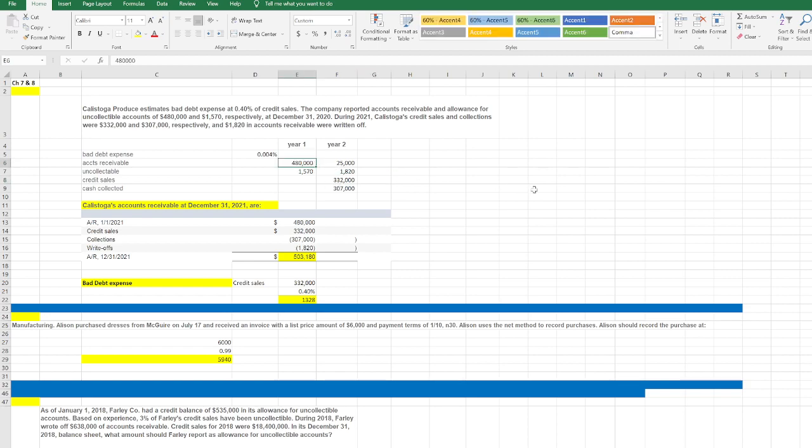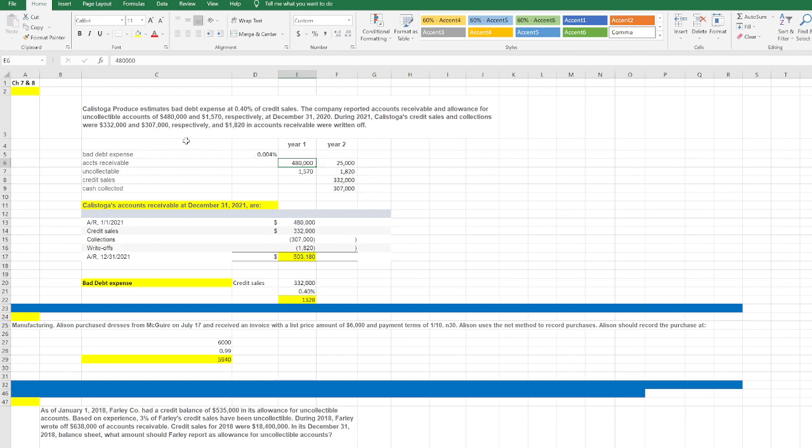So the company reported accounts receivable and allowance for uncollectible accounts at $480,000 and $1,570, respectively. So we have accounts receivable at $480,000 and uncollectible is $1,570. And on December 31st, the credit sales were $332,000 and collections were $307,000. So of these $332,000, we actually got cash in the door of $307,000.